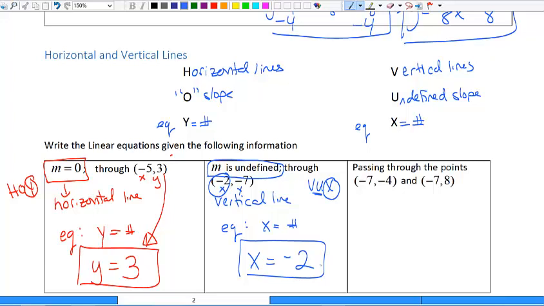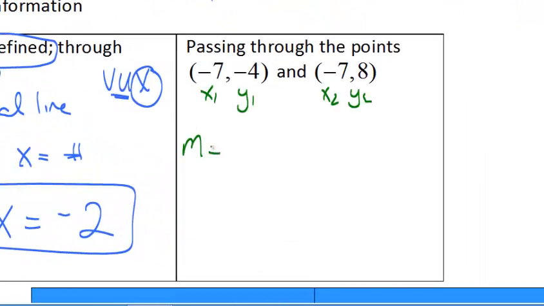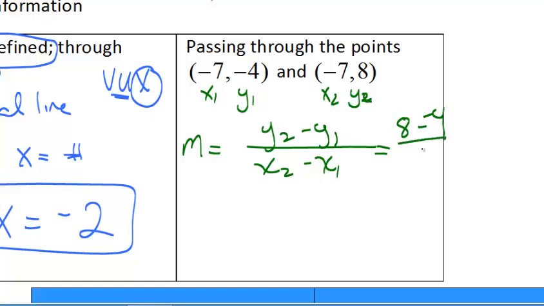Now the third problem asks you to find the equation of a line passing through these 2 points. Clearly you don't have a slope yet, so we are going to have to first find the slope. So we have m is equal to y2 minus y1 over x2 minus x1, which is 8 minus a -4 over -7 minus a -7. So negative minus a negative is add a line, change the sign, add a line, change the sign, which gets me m is equal to 12 over 0. When there's a 0 under the line, it's undefined.